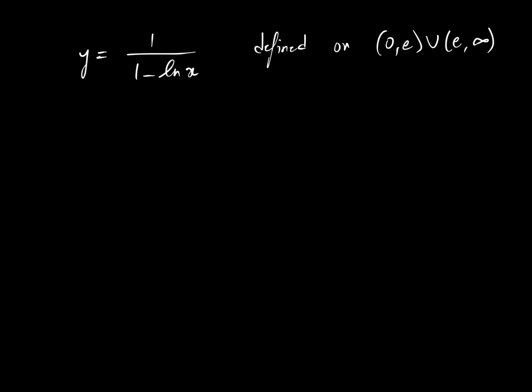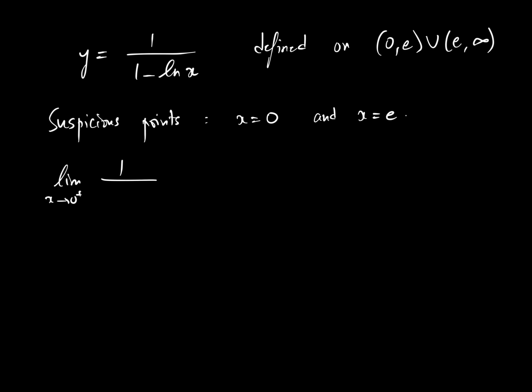Let's check now the vertical asymptotes, starting with the suspicious points, which are here the endpoints of intervals in the domain, which means x equals 0 and x equals e are suspicious points for vertical asymptotes. Once the suspicious points are identified, we now compute the limits. Let's start with the limit when x approaches 0 plus of 1 over 1 minus ln x. Note that the function is not defined on 0 minus.